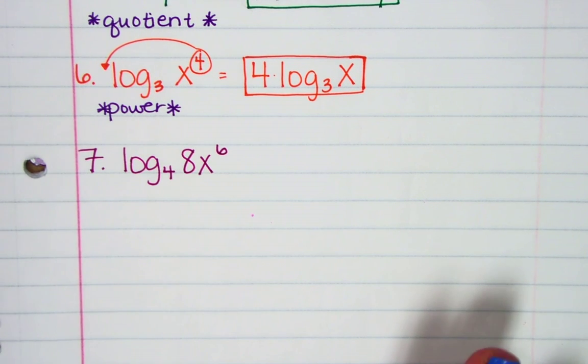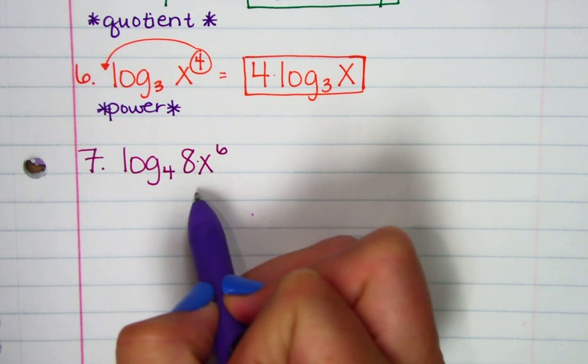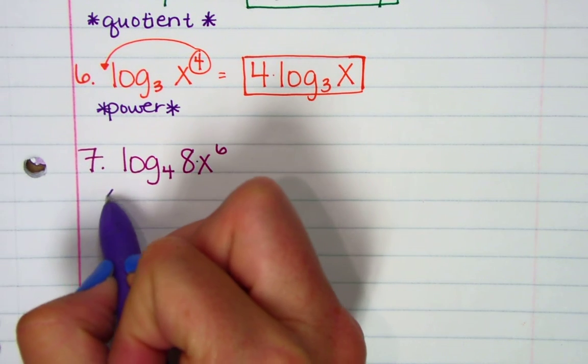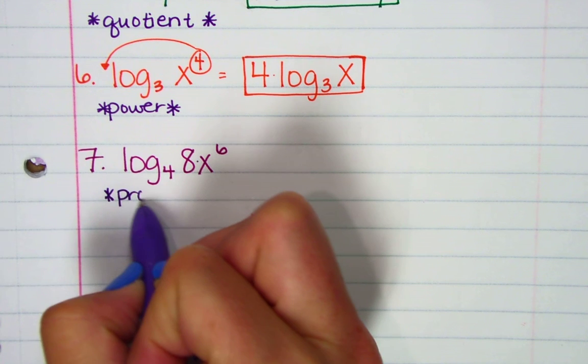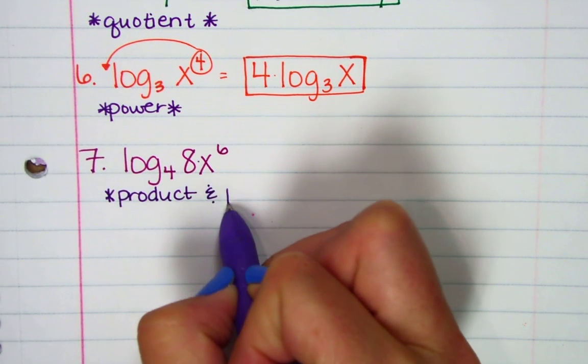Okay, what one property or combination of properties do you see? All right, I see product, right? 8 times x, that's product. And then what's the other one? Power, because you see the 6. So it's going to be product and power. That's when it gets a little bit tricky when there's more than one.